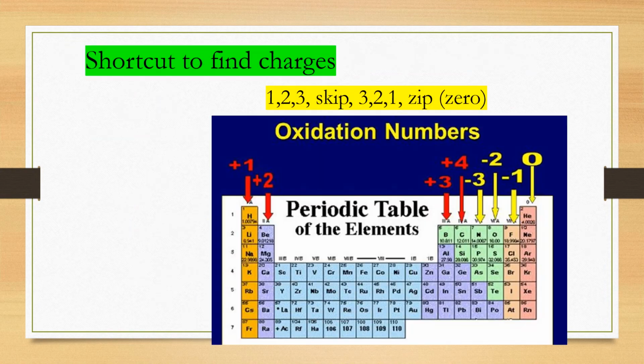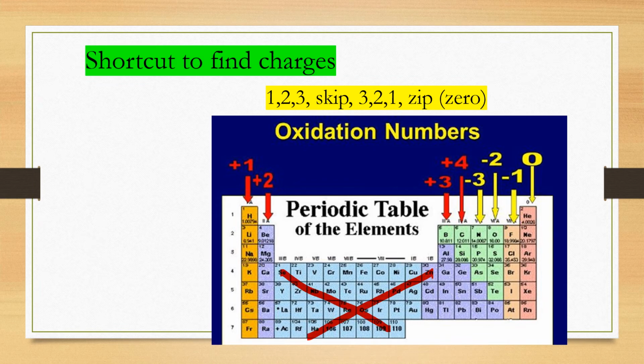But there's an easier way, and I'm going to show you guys that. On your periodic table, the one that you write on, you might want to write this down. Okay, it's a little rhyme. 1, 2, 3, skip, 3, 2, 1, zip, or 0. This tells you the charges or oxidation numbers of those 8 families, those 8 groups. Again, we are going to skip the transition metals like we did with valence electrons for this.